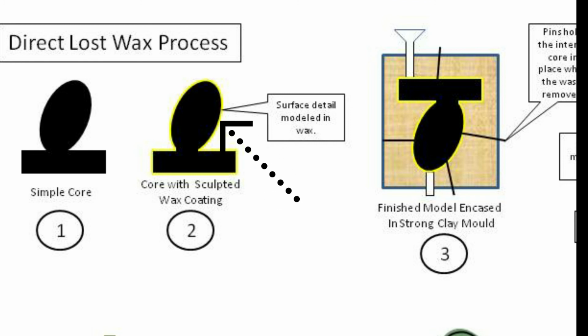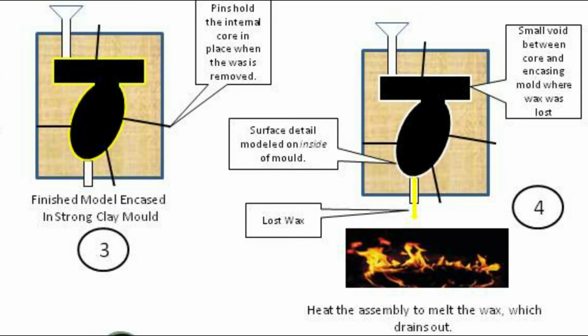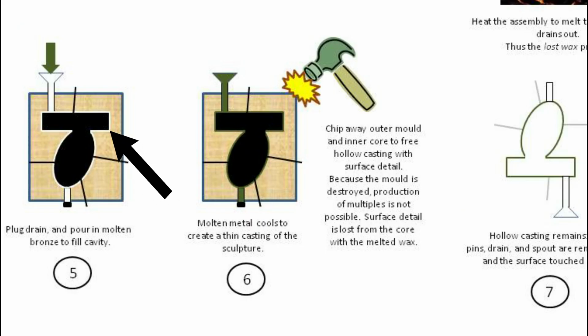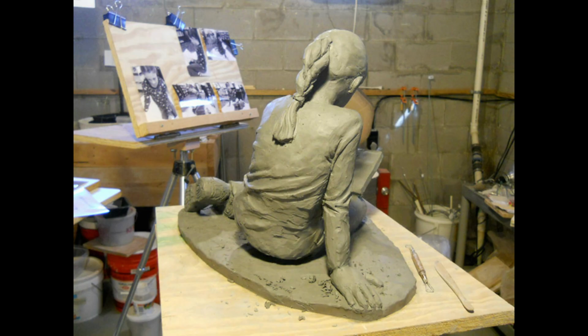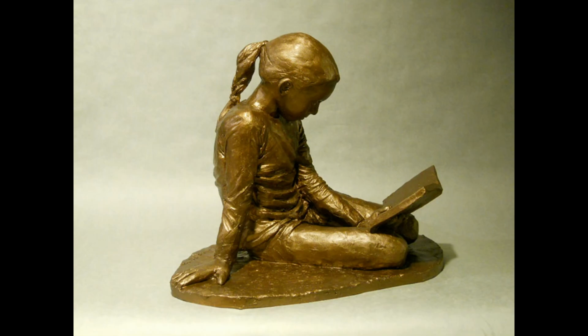In 2, finer details are made using wax on the form, and the finished model is encased in strong clay. Pins hold the entire internal clay mold in place, and then the model is heated where the wax melts, forming a void. Bronze is poured into the cavity, and once it's cooled, the outer mold is chipped away to reveal the final cast. This is the same model using clay, where the form is sculpted using clay and all the details input, and bronze is then poured inside and the clay chipped out.